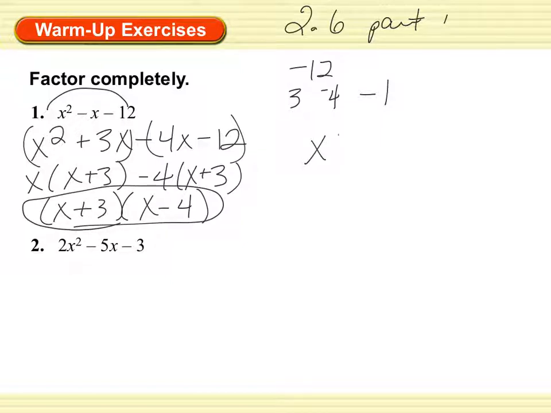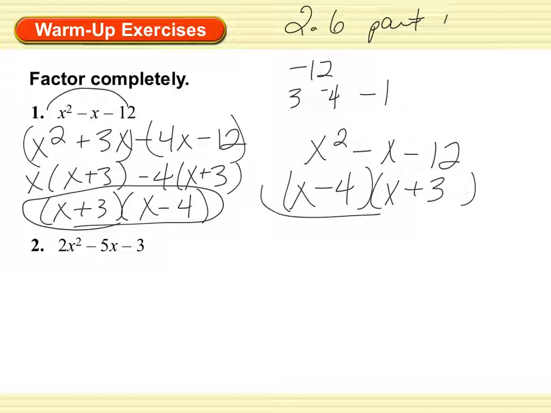As you get used to this, you can totally just factor straight to binomials. I know two things that multiply to negative 12 and add to negative 1 would be a minus 4 and a positive 3, and be done. I'm fine with that as you go.